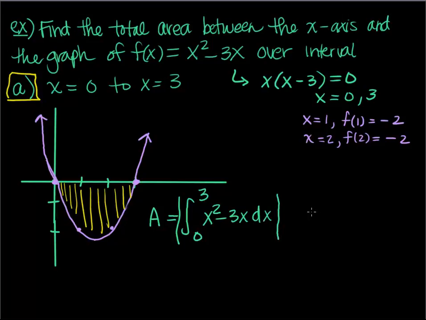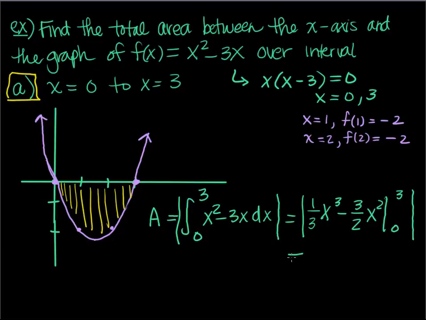Absolute value. Okay? So we'll take the antiderivative, which is 1/3 x cubed, don't forget that x cubed, minus 3/2 x squared, evaluated from 0 to 3, absolute value. This gets a little crazy with the evaluation. Also, if you decide to take the integral and then take the absolute value afterward, that would be fine too. I will understand what you mean by that.